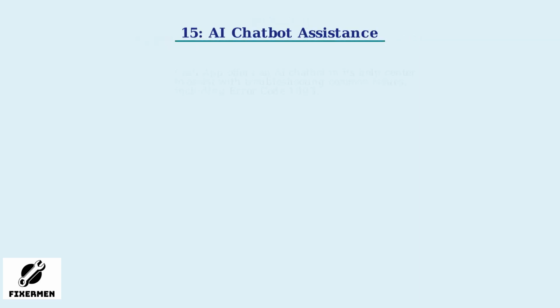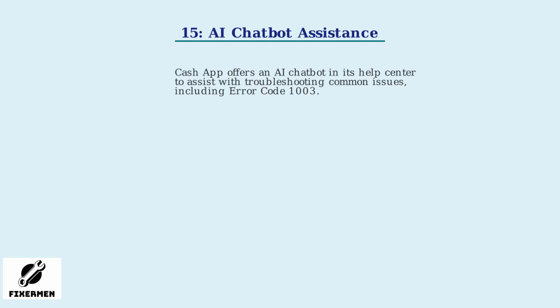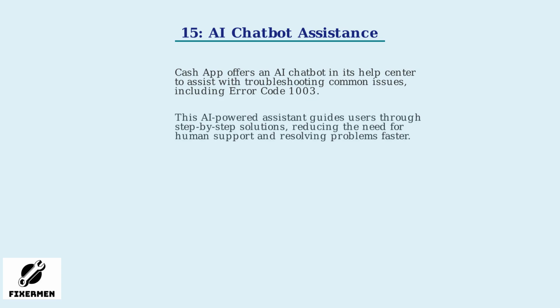Cash App now offers an AI chatbot to help troubleshoot common issues, including error code 1003. This intelligent assistant provides step-by-step guidance to resolve authentication problems and other app-related issues quickly. The AI chatbot is designed to reduce the need for human support by offering immediate, accurate solutions. It analyzes user issues and provides personalized troubleshooting steps, making problem resolution faster and more efficient.